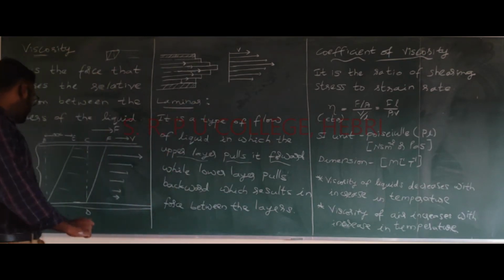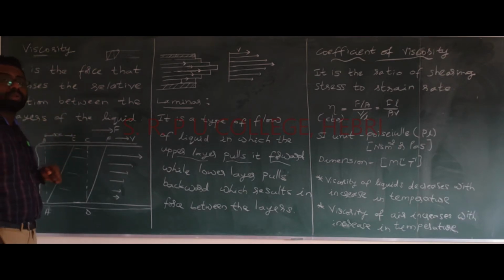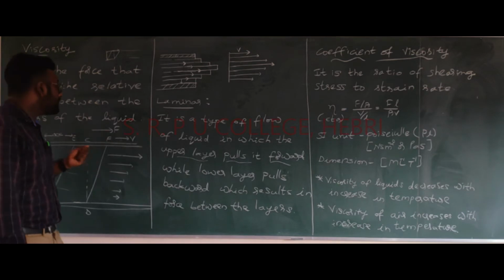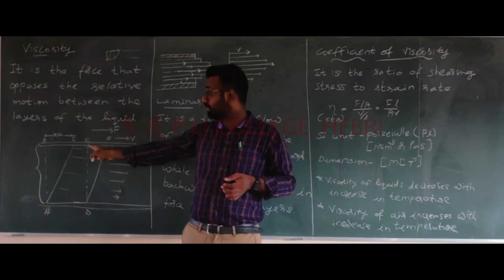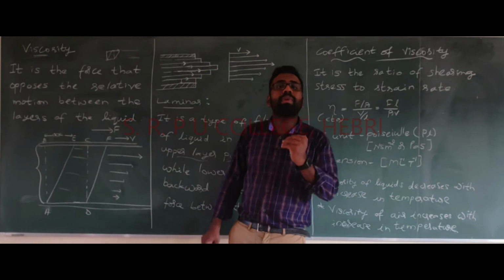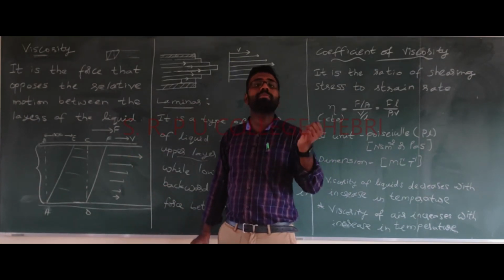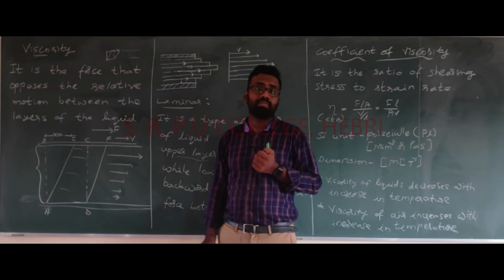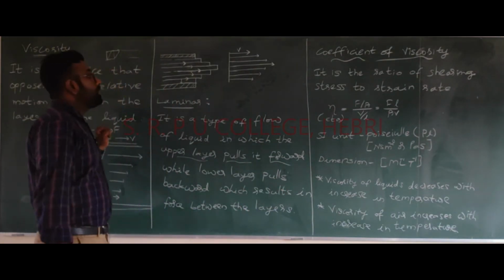Now we'll come back to this idea. If you replace this oil by honey, what are we going to observe? Will the velocity be the same for both the cases? No, right? Velocity in the case of honey will be less than that of the velocity in the case of oil. So we say that honey is more viscous than oil. Then this is the idea about viscosity.